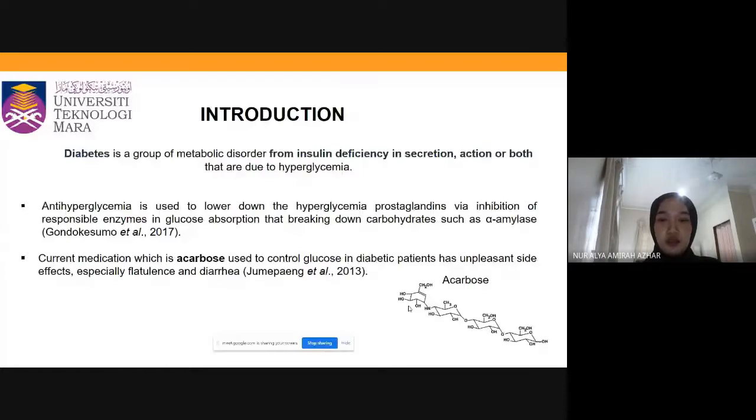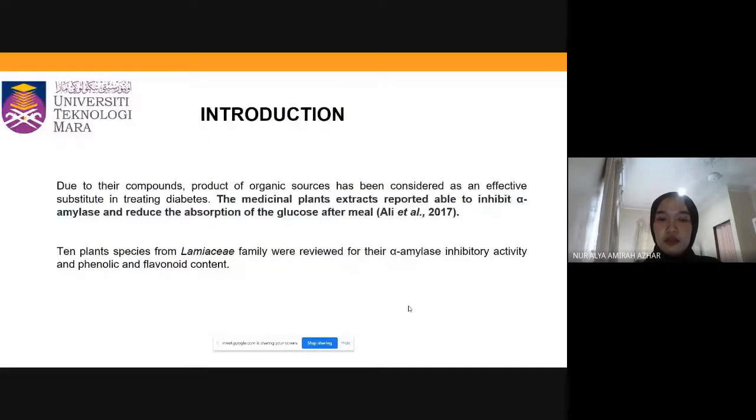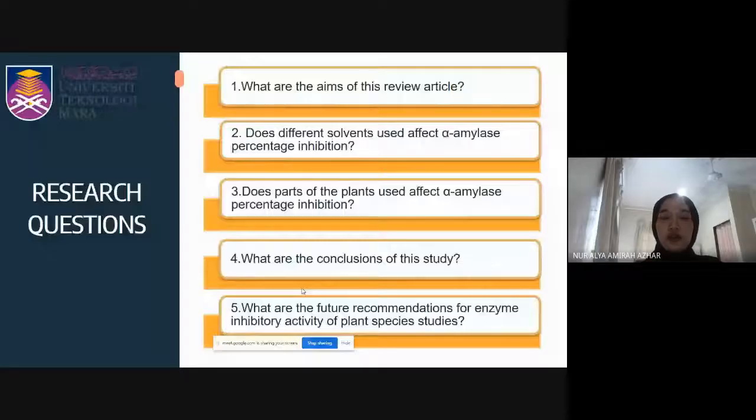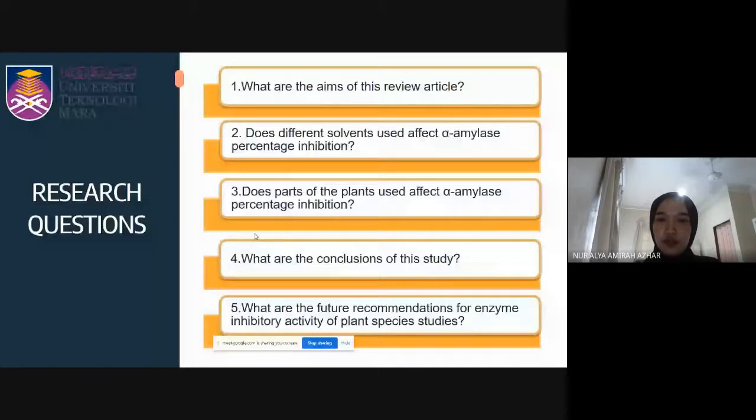The plant extracts are reported to be able to inhibit alpha-amylase and reduce the absorption of glucose after meals. Therefore, 10 plant species in this review from the Lamiaceae family were analyzed for their alpha-amylase inhibitory activity and phenolics and flavonoid contents. So, moving on are the 5 research questions that we're going to present, which are: what are the aims of this review? Do different solvents and parts of the plant used affect the alpha-amylase percentage inhibitions?